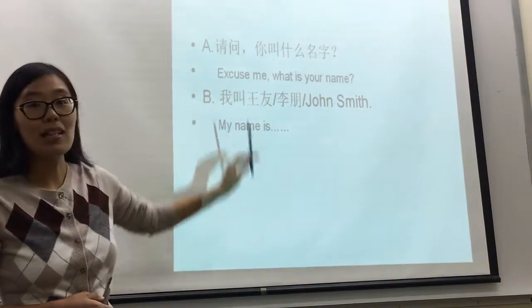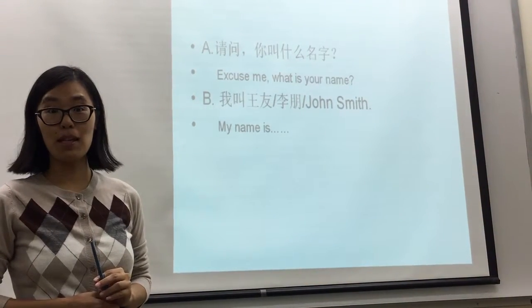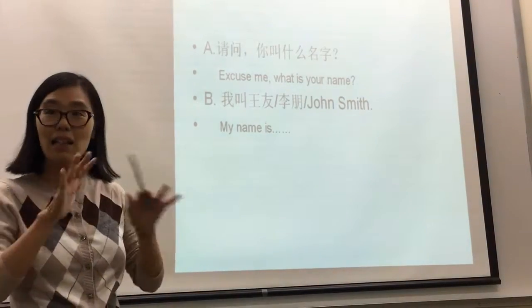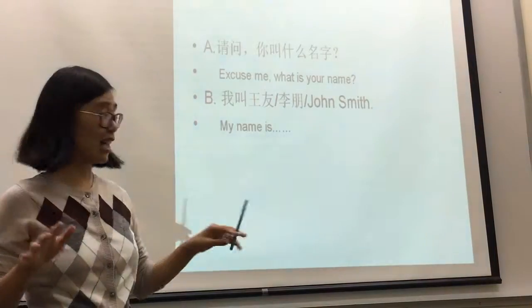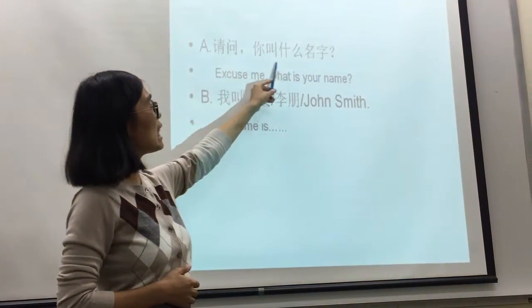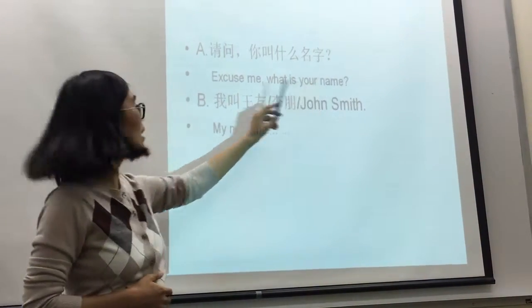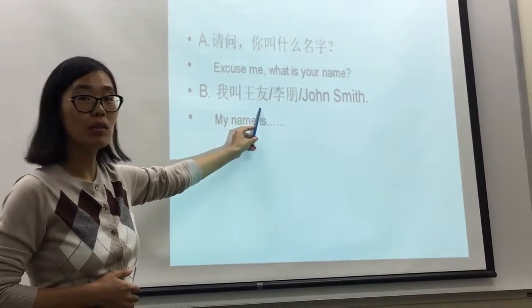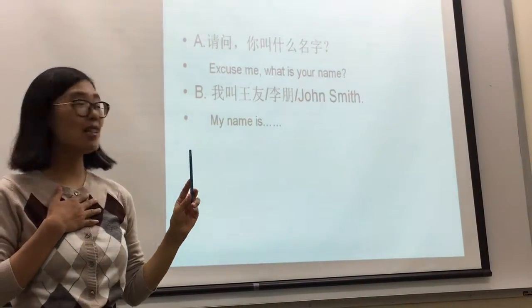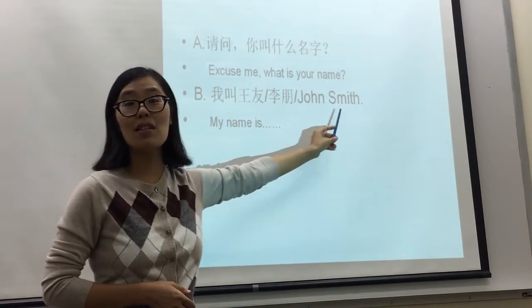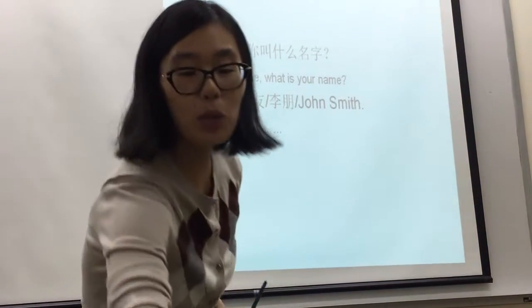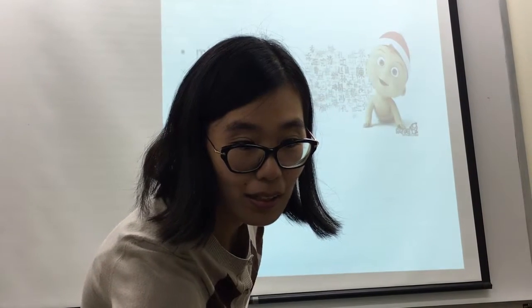This is a dialogue about how to ask someone's full name. Now please repeat after me again. Now language needs practice and practice makes perfect. So we have to practice again and again. 请问你叫什么名字？我叫王倩 right? 我叫李鹏，我叫 John Smith. There's a new word about it in this dialogue.